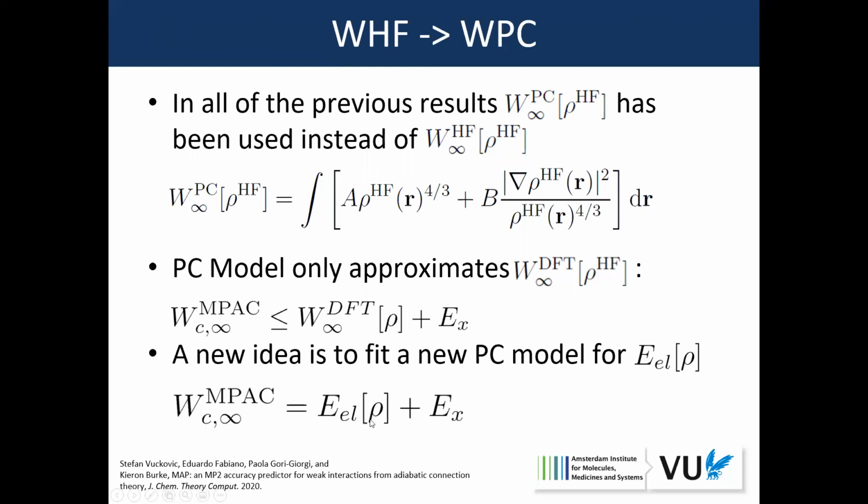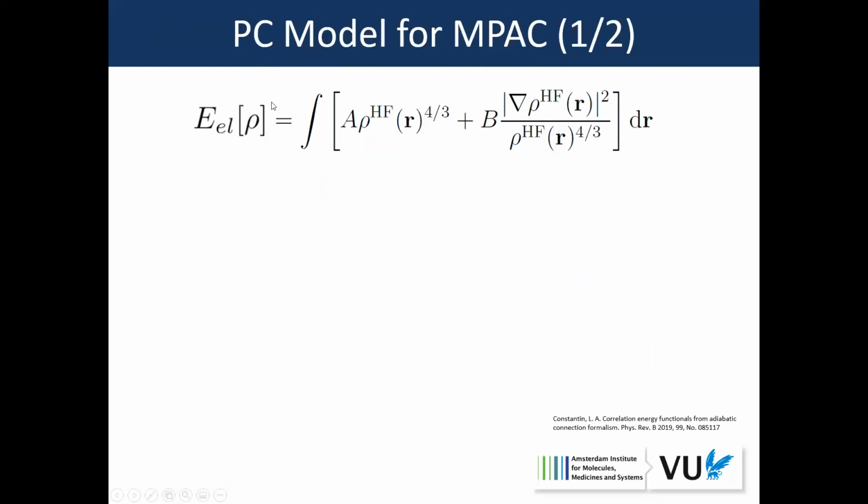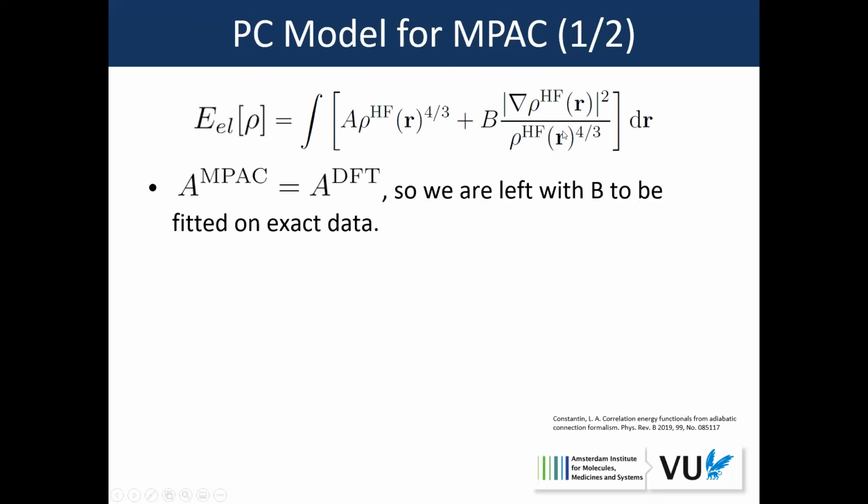So what we are now going to do is fit this electrostatic energy using this PC model form, where we know that the scaling will stay the same. So we can use these same functionals as you can see here. We also know from scaling that the A of DFT needs to be equal to the A of this Moller-Plesset adiabatic connection. So we know this integral with the A, we can calculate the integral of that, and then we can just fit the B to the exact data which we can calculate for ions and atoms for this one.